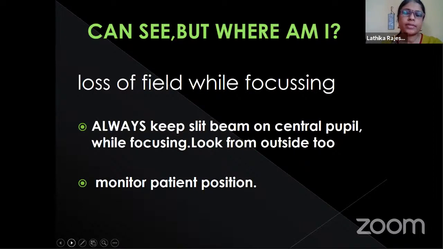Now, this is something that can happen. You are in focus, but you don't know actually where you are on the retina. This is because the patient may have shifted his position while you were intent on doing 90 degrees. So always monitor your patient's position. Occasionally, you can see from outside also. And always keep your slit beam on the central pupil.